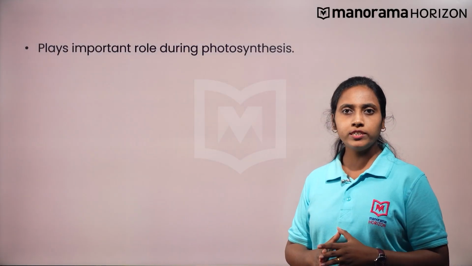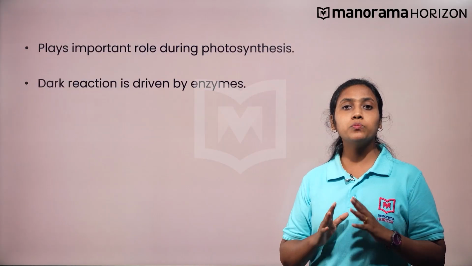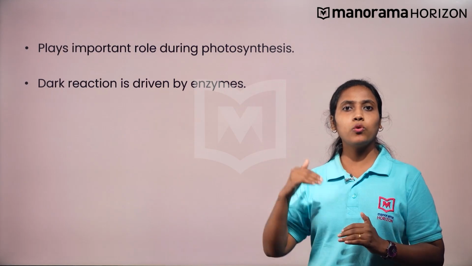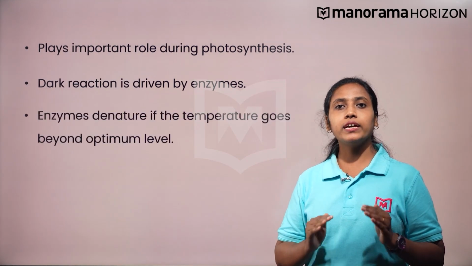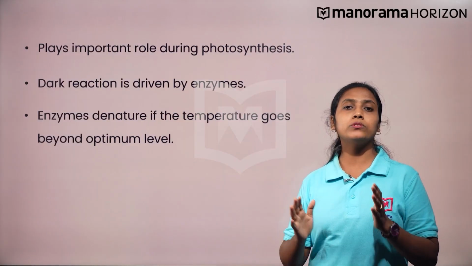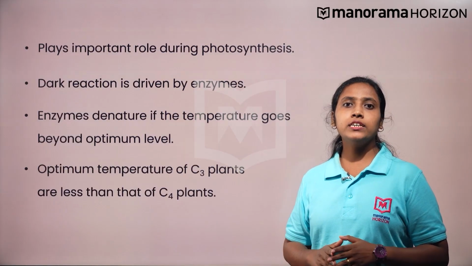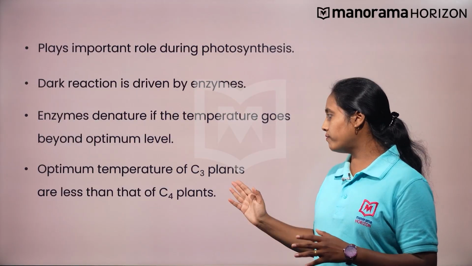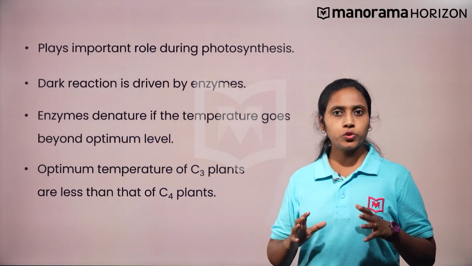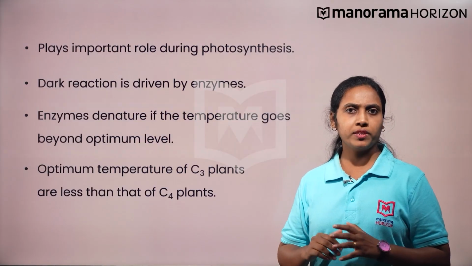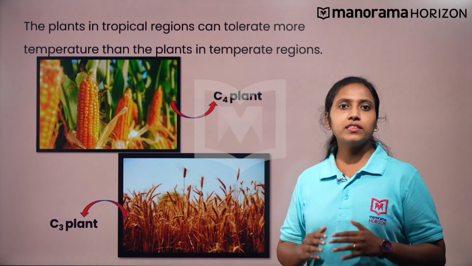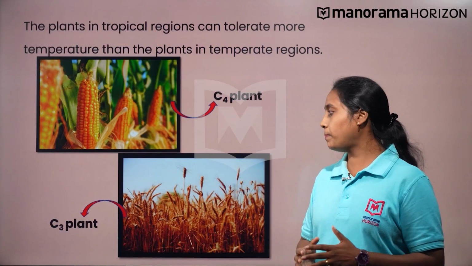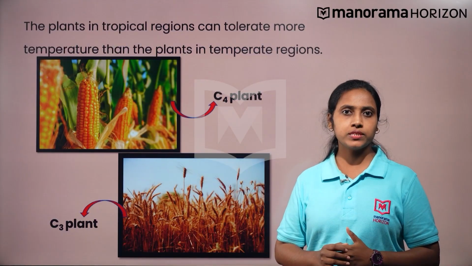Temperature plays an important role. The dark reaction is mostly driven by enzymes. Hence, if the temperature goes beyond the optimum level, the enzymes break down and the process gets affected. In C3 plants, the optimum temperature is less than that of C4 plants. So, what can be inferred from this? We can infer that the plants in tropical regions can tolerate more temperature than the plants in the temperate regions.